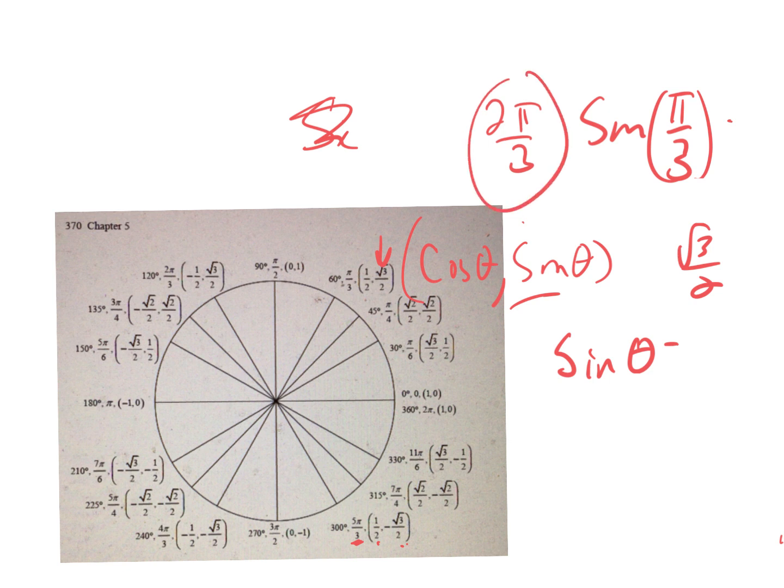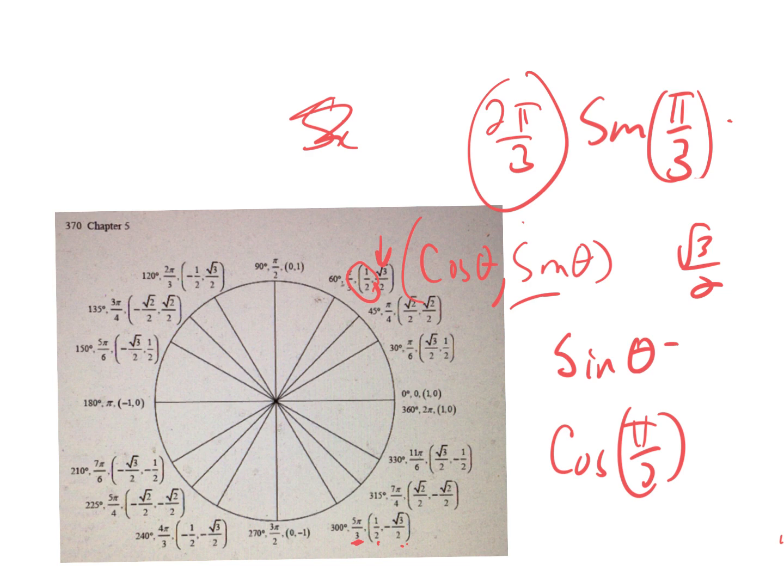What angle has the same cosine as pi over 3? Well, the cosine is the x coordinate. So if this is 1/2, we've got to find where else the x coordinate is equal to positive 1/2.